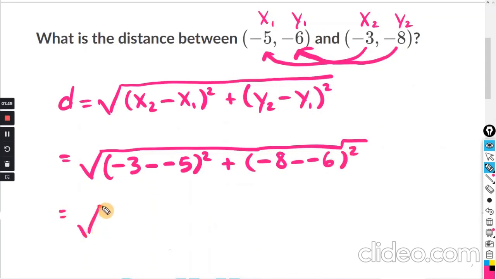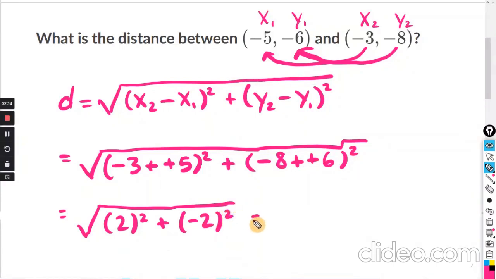Okay, now whenever you see 2 negatives in a row, you can make it positive. Okay, -3 plus 5 is 2, and that's squared. Again, 2 negatives in a row is positive. -8 plus 6 is -2, and that's squared. Okay, so 2 squared, 2 times 2, that's 4. And -2 times -2 is also 4. And of course, 4 plus 4 is 8.